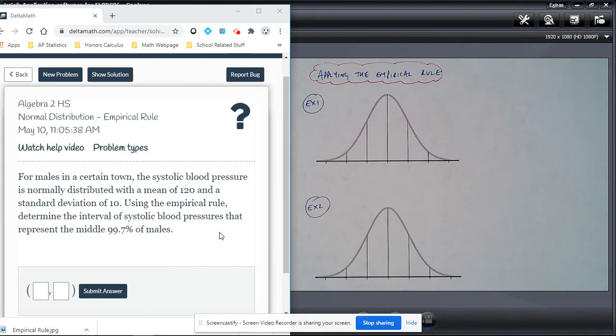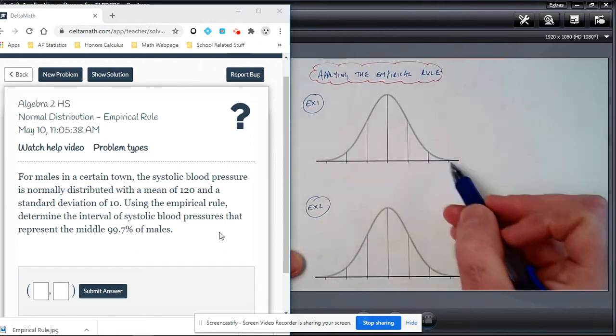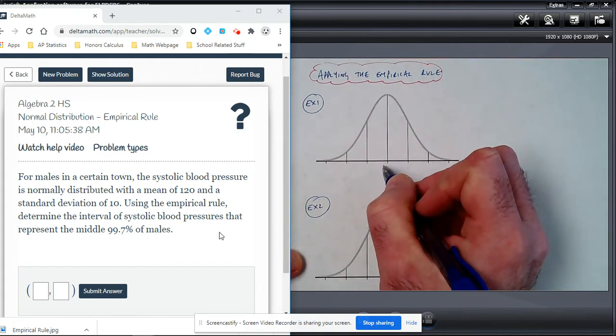For males in a certain town, the systolic blood pressure is normally distributed with a mean of 120 and a standard deviation of 10. So using the empirical rule, we're going to determine the interval of systolic blood pressures that represent the middle 99.7% of males.